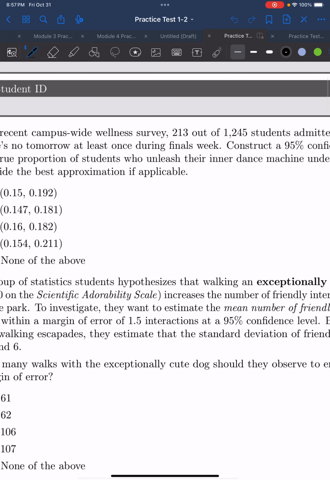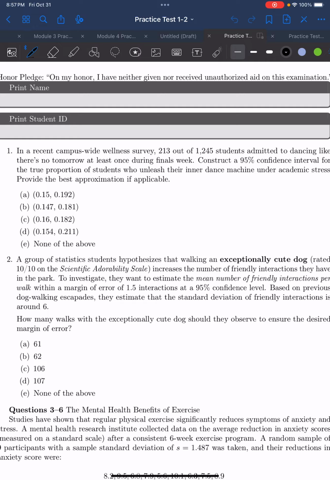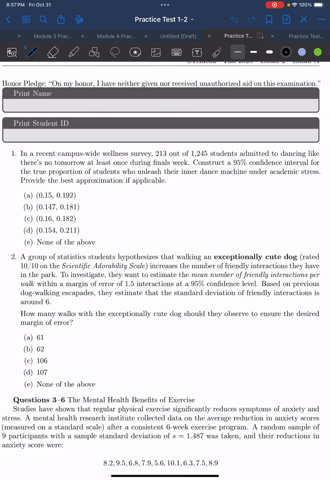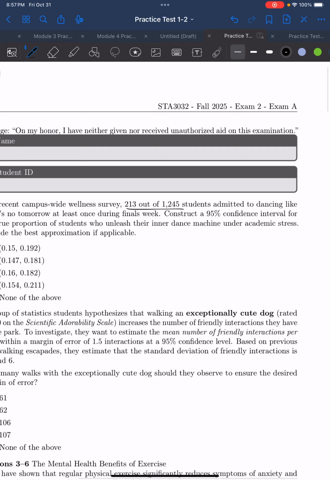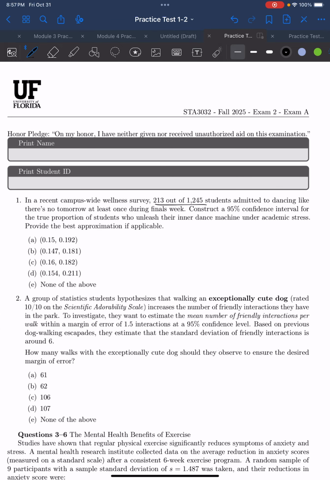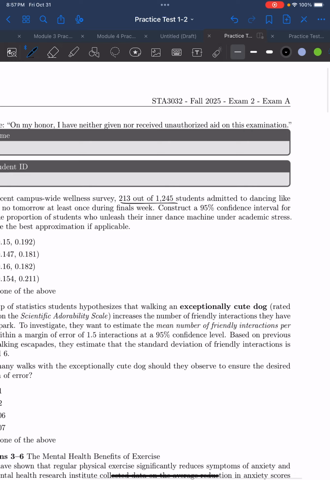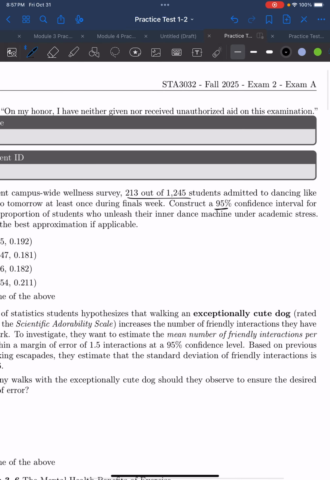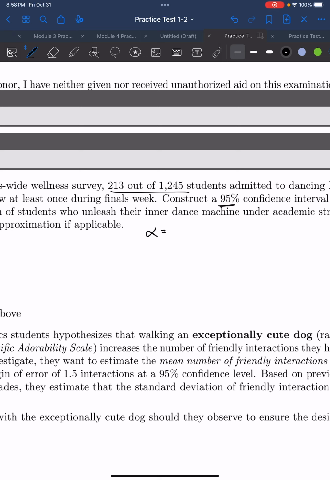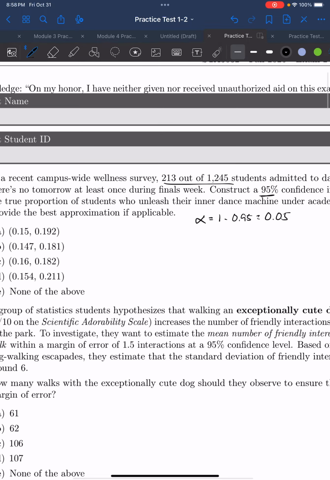So we have our population here, so this is our sample proportion, and we want to find our confidence interval, which is a 95% confidence interval, which means our alpha is equal to 1 minus 0.95, which is 0.05. So now we can calculate our confidence interval.